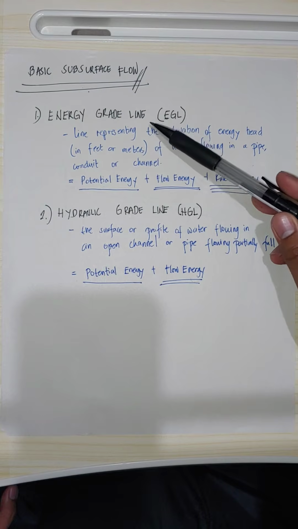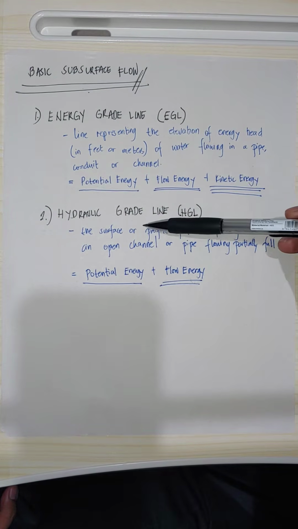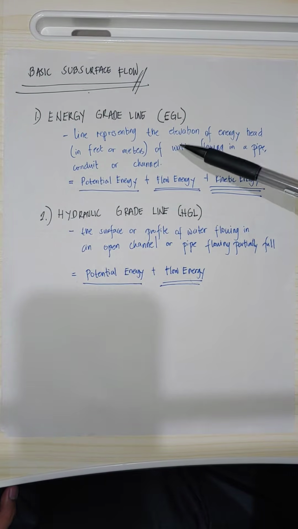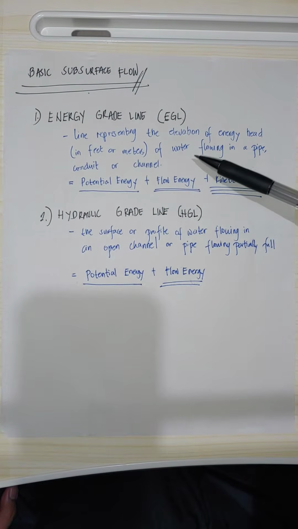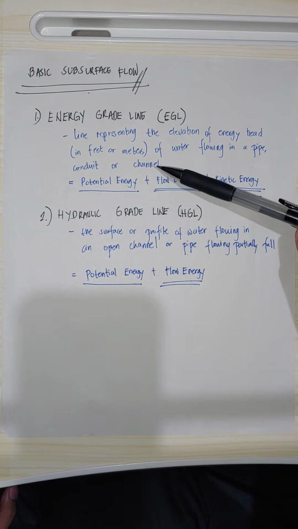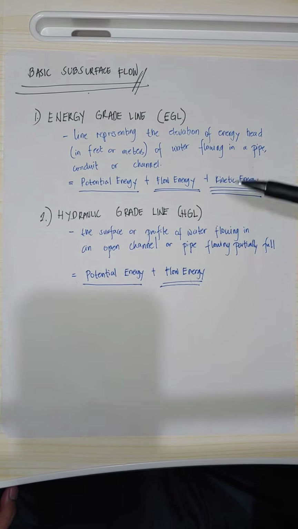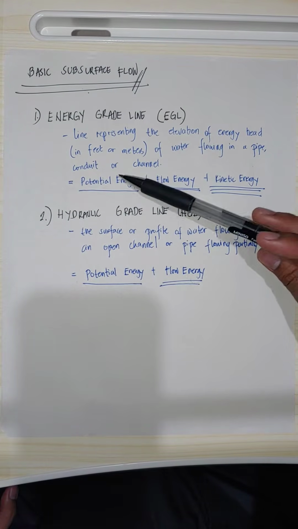We have the energy grade line, its acronym is EGL, and the hydraulic grade line, or HGL. The energy grade line is a line representing the elevation of energy head, in feet or meters of water, flowing in a pipe, conduit, or a channel. It represents the potential, flow, and kinetic energy of a fluid flowing within a pipe, a conduit, or a channel.